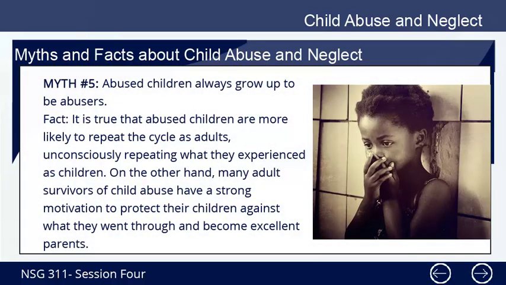Myth 5. Abused children always grow up to be abusers. Fact. It is true that abused children are more likely to repeat the cycle as adults, unconsciously repeating what they experienced as children. On the other hand, many adult survivors of child abuse have a strong motivation to protect their children against what they went through and become excellent parents.